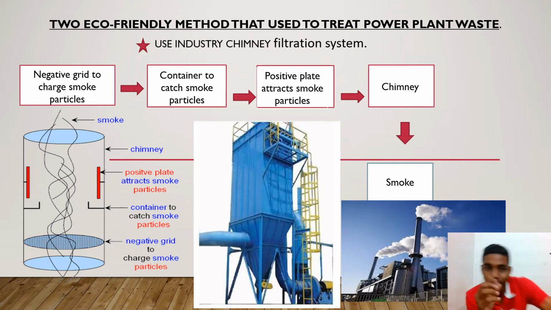I use an industrial chemical filtration system to change industrial smoke to be eco-friendly. First, we need to install a chemical filtration system at the top of the smoke output area. Inside the chemical filtration system, the first layer is a negative grid that charges the smoke particles. Smoke particles are attracted to the collecting plates. The collecting plates are knocked against each other to remove the smoke particles.